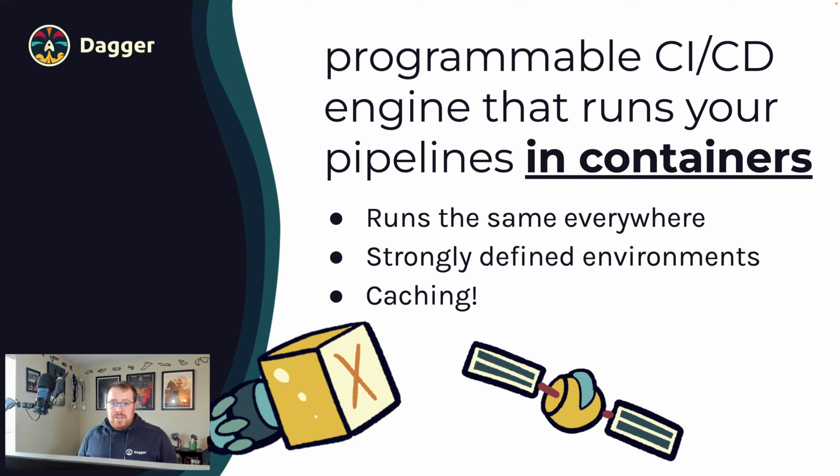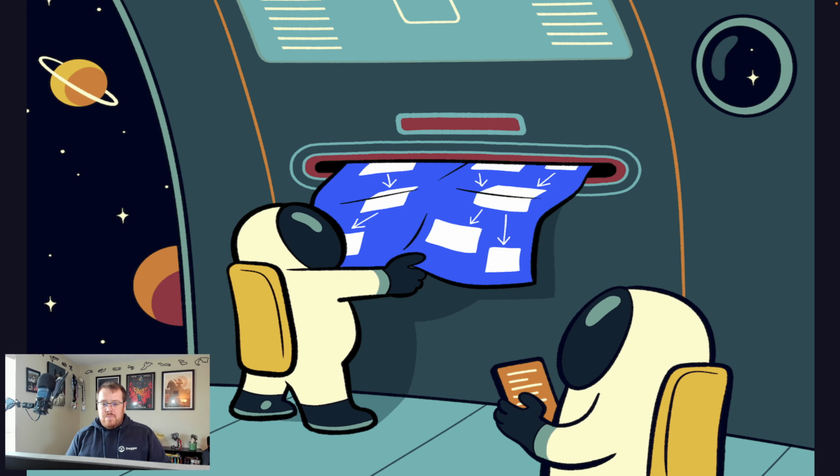In containers means that these pipelines are going to run the same anywhere. We're defining the environments and exactly what exists within the runtime of your pipeline. And that means if I can run my pipeline successfully on my machine, you can also run it on your machine. And when I run it in CI, it's going to behave the exact same way. One added benefit of that is that we also get caching, and we'll see that in action in a minute.